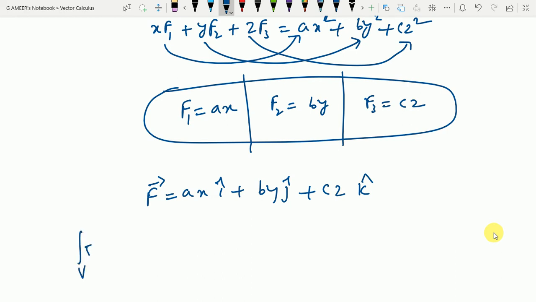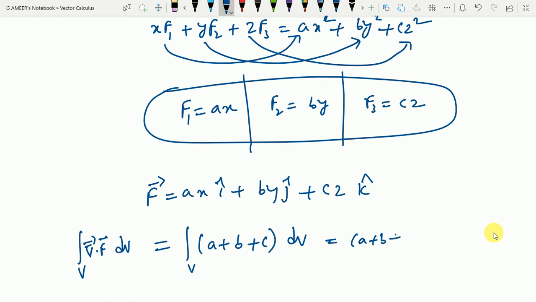So the volume integration of divergence of f into dv over the sphere. The divergence will be a first term, then second term b, third term c, that we already did, into the volume integration. When I perform this volume integration, I get 4 by 3 pi r cube. I said already that the volume is 4 by 3 pi r cube, where r is 1. Fine, so this is another problem.